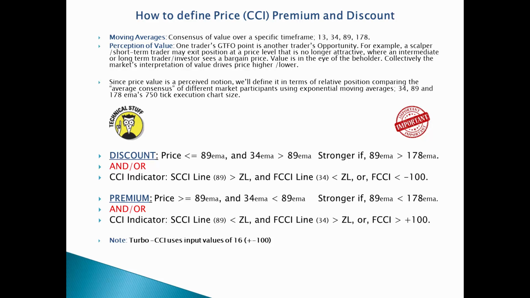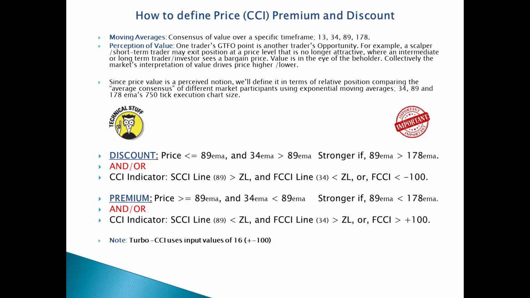Okay, so how to define the CCI premium and discount using our CCI crossover method. Now we're going to get into the actual premium and discounts. It's a bit of a formula, but don't fret. A little bit of technical stuff, but let's walk through it together. The components we use are basically three core moving averages, and then a larger one for longer term confirmation. The three core ones are all exponential moving averages: 13, 34, 89.